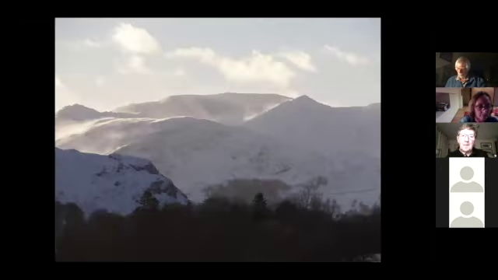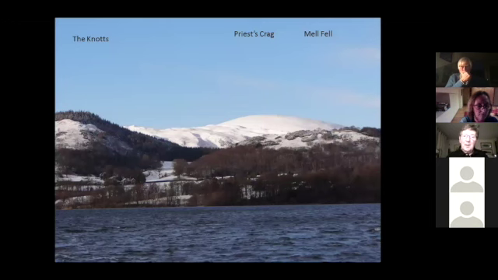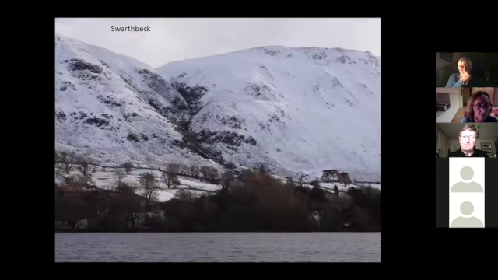I should have put those notes lower down. We're going past Mell Fell again. We're going past Swarthbeck and the Old Man of Ullswater. We're getting to Dunmallet. We're going past Soulby Fell. We're getting, unfortunately, to a wrecked jetty. And then we're going to go all the way back down to Glenridding.